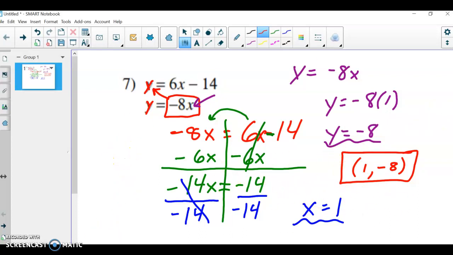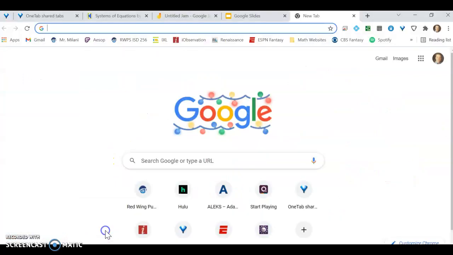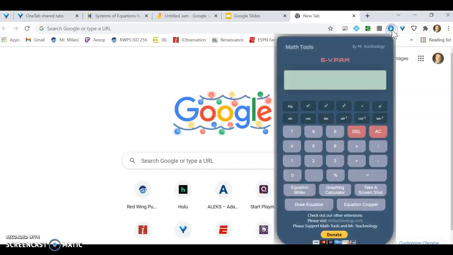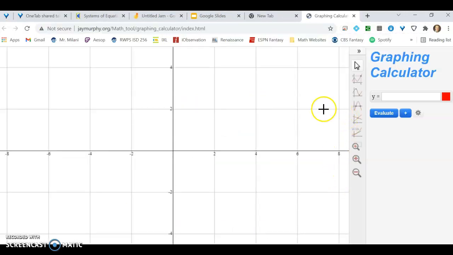So looking at the Math Tools extension, we're going to go to a new tab, and you have your extensions up here, and you've got your Math Tools, that little calculator in blue. It's going to open a calculator. Now those other features that they have down here are going to be on the bottom. We're going to click the graphing calculator. It's going to open up a new tab for you where we've got a graphing calculator with some different options.